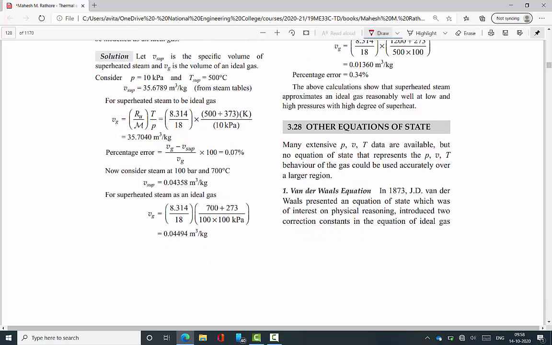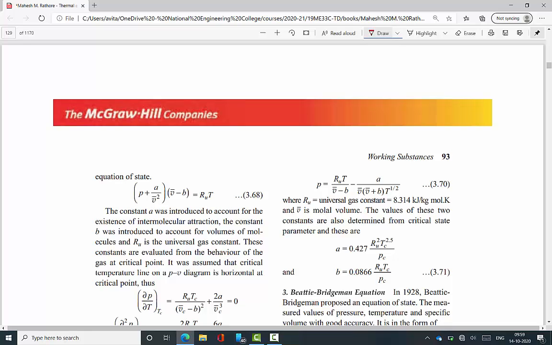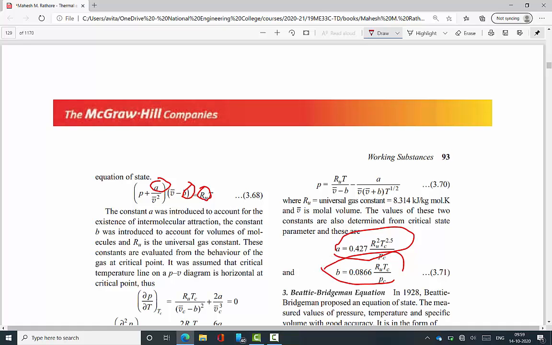the van der Waals equation of state. You already know this equation of state. It has three constants: P plus A by V square, where A is one constant, B is another constant, and RU is another constant. RU is the universal gas constant, and B and A are other constants.